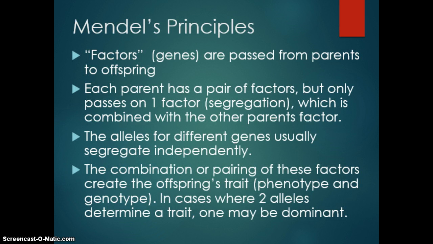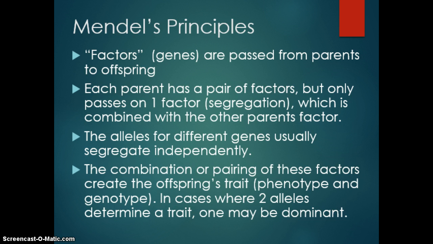So Mendel's principles of genetics focus on factors, or genes, being passed from parents to their offspring. Each parent has a pair of factors, but only one passes. Remember this idea of segregation in meiosis, where those split. So each gamete gets one allele. This allele is then combined with the other parent's factor, and that's where you get the offspring's genotype.